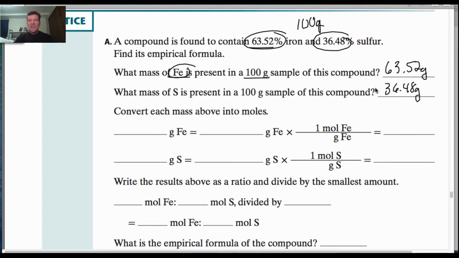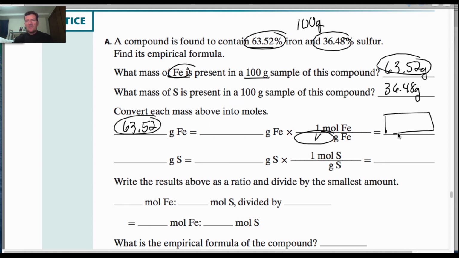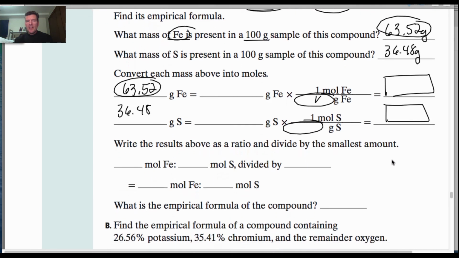Okay? Then you're going to take each of these numbers, 63.52 grams of iron, and you're going to divide by the molar mass of iron. So find the molar mass of iron on the periodic table, take 63.52, divide by that, and you'll have a certain number of moles. Do the same thing for sulfur. 36.48, divide by its molar mass, and you have the moles of sulfur.